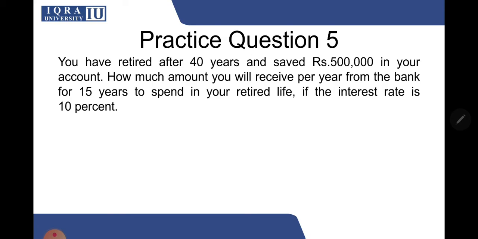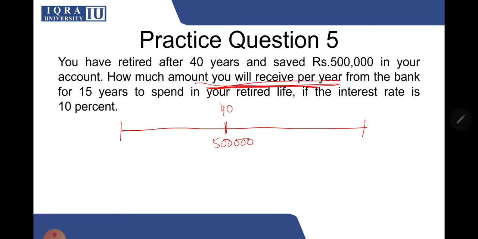because even one word's change will change the whole structure of your question. So if you read this again, you have retired after 40 years and saved 500,000 in your account. So they're saying that you have retired at 40 years and you have saved 500,000 in your account. It still seems the same. How much will you receive per year from the bank account for 15 years? But now it's asking how much amount you will receive per year from the bank account for 15 years to spend in your retired life.